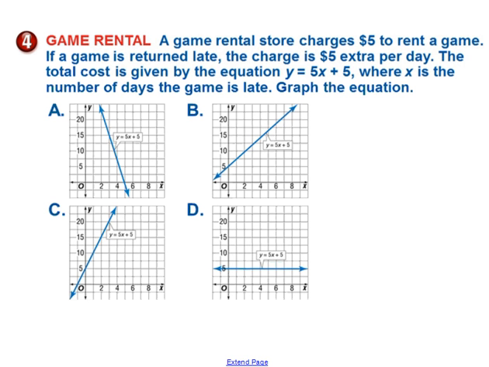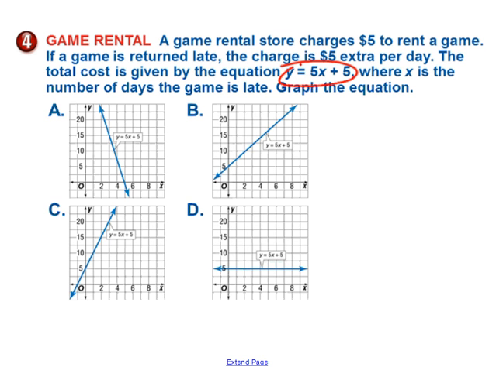A game rental store charges $5 to rent a game. If the game is returned late, the charge is $5 extra per day. The total cost is given by the equation y is equal to 5x plus 5, where x is the number of days late the game is. Find the graph below that matches that equation. Well, first thing I know, it has to go through the point (0, 5).